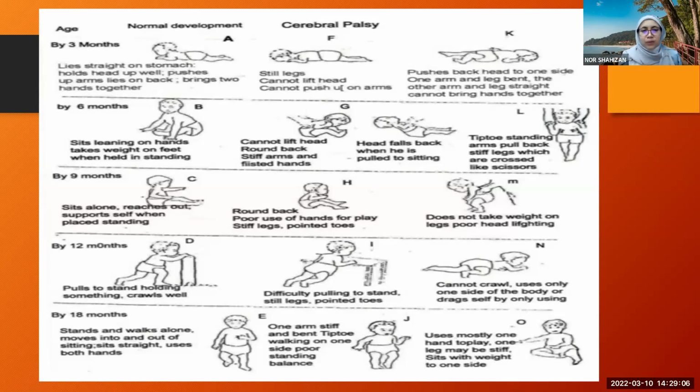You need to know by now what a normal child can do by 3 months, 6 months, 9 months, 12 months, 18 months. If you have a long case, and definitely you will have a CP case for your long case as well as your short case, you need to know what developmental milestone chart you use. Definitely you will be asked. So please don't forget about it.